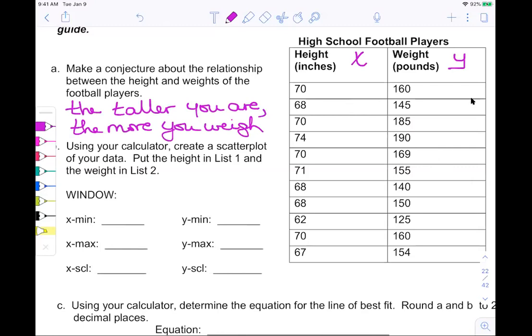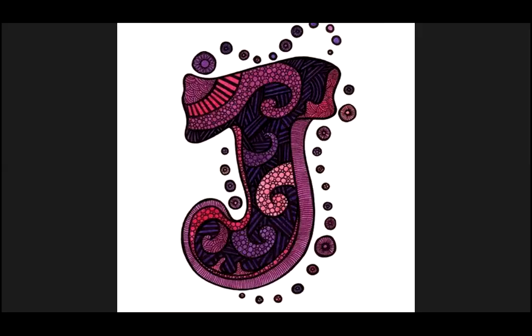Anybody want to be a brave volunteer and give me the window values you found? Jaden, were you able to create the data? Do you think you could give me your window? Sorry, I'm still trying to figure out how to get to the scatter plot. Okay, so from the stat. That's all right. Let's see if we can look at that.